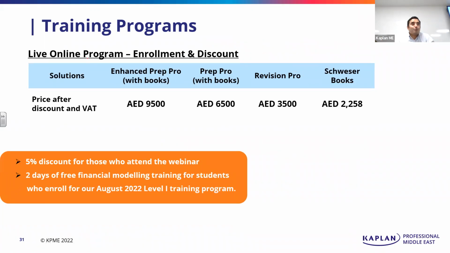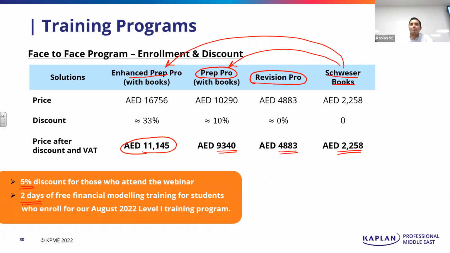Now, for students who enroll live online, this is the fees. It is slightly lesser. Enhanced Prep Pro is 9,500 here, whereas it is 11,000 in face-to-face. So approximately 2,500 dirhams or so is the difference between live online and face-to-face programs.